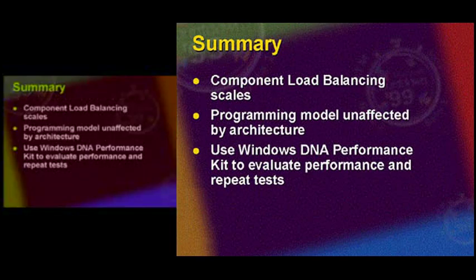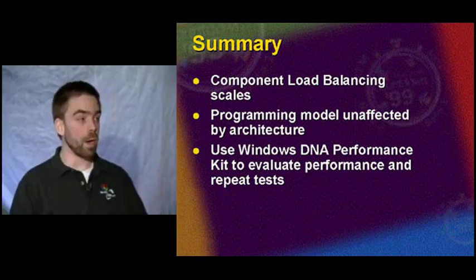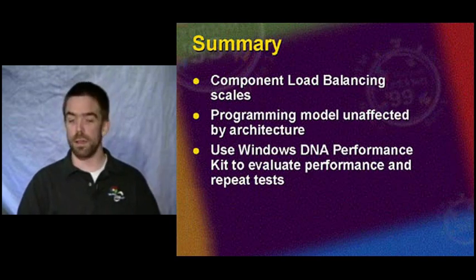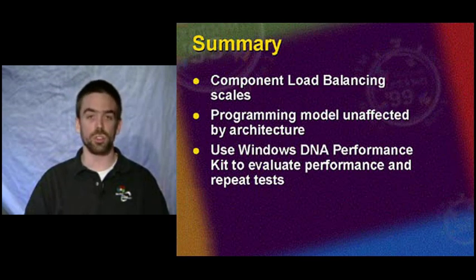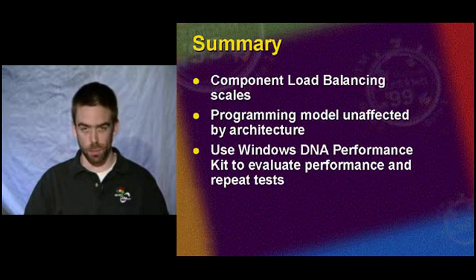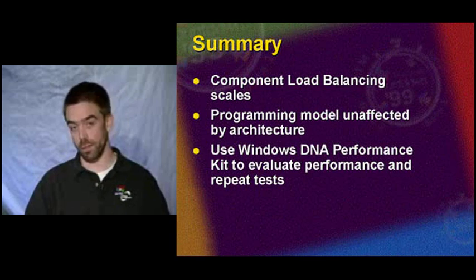In the summary, component load balancing does scale, even in the worst case scenario. And the programming model, again, is unaffected by this architecture. Even though the balanced unit of work is a component activation, that doesn't mean that you should suddenly start releasing interfaces between method calls. And if you really want to see exactly how your application will scale, use the Windows DNA Performance Kit to evaluate performance and to repeat these tests for yourself.